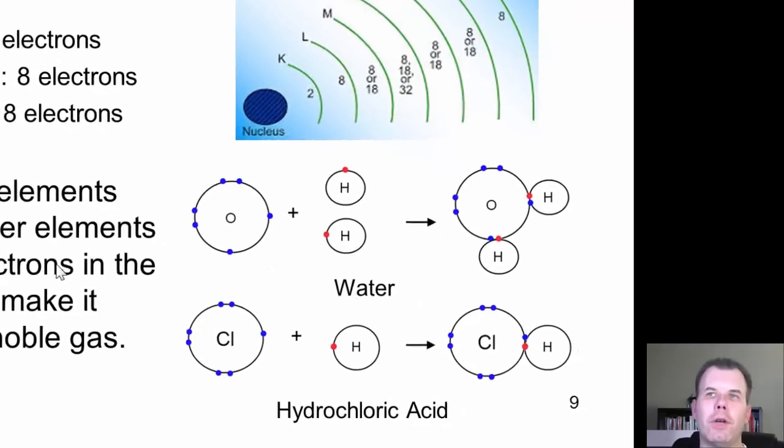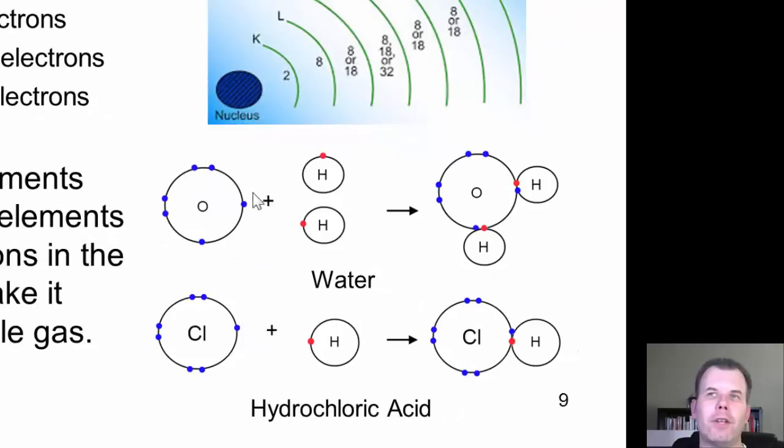So I have a couple of different examples here. Oxygen has 6 electrons in the outside shell. It will bind with 2 hydrogens to fill the shell. Now they share these 2 electrons. And so now you can see oxygen has its 8 electrons, and hydrogen will want to fill it up to 2. So now it has its 2 electrons it can share.